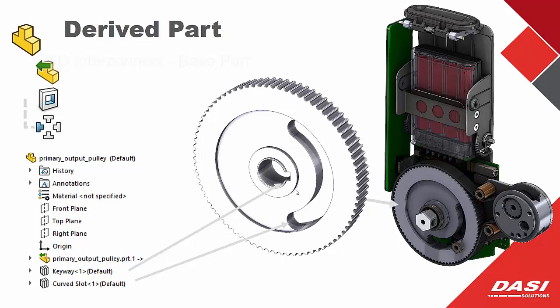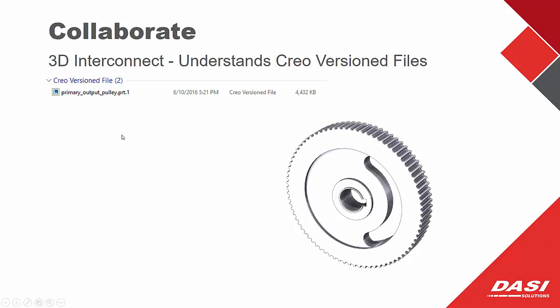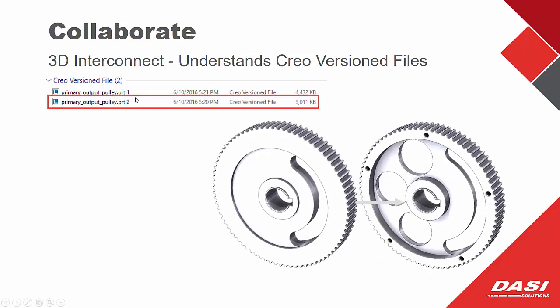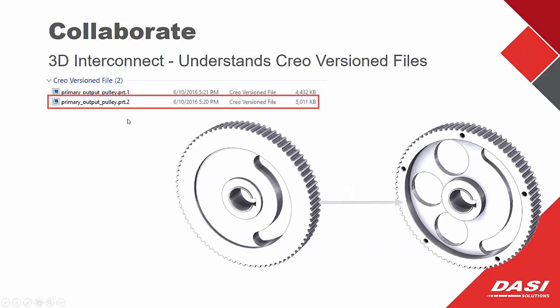For this next example, we're going to open the part directly as a derived base part. File type this time will be a PTC Creo. And what's different about Pro E is that every time a file is saved, it gets a version number. And 3D Interconnect is intelligent enough to handle these versions. When a file has been updated, and just like with the Autodesk Inventor files, the model is allowed to be refreshed to the latest version.